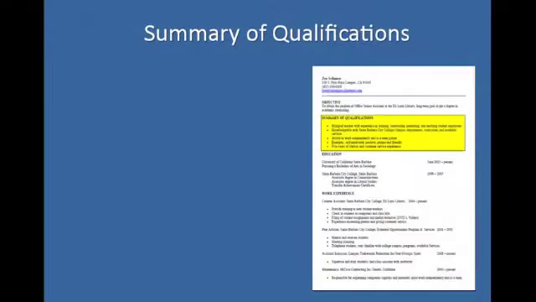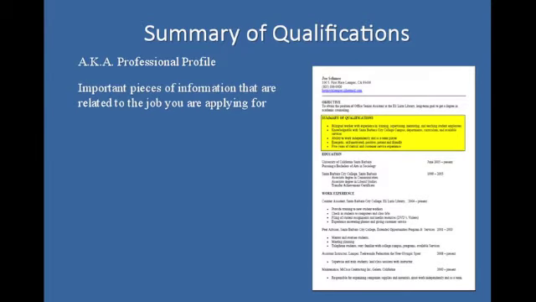The next section of a resume is my favorite section. It's the summary of qualifications. Now, you don't have to call it a summary of qualifications. You can call this a professional profile. You can call this highlights. You can call it a lot of different things. But what it is, is the most salient and related pieces of information to the particular job that you're applying for.